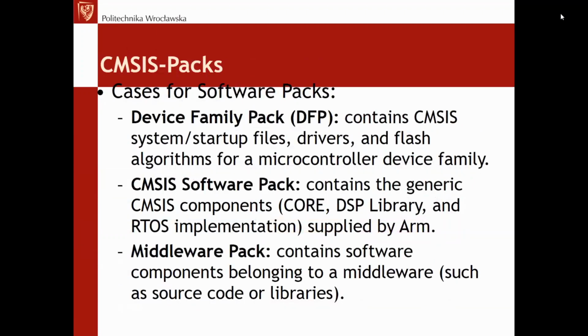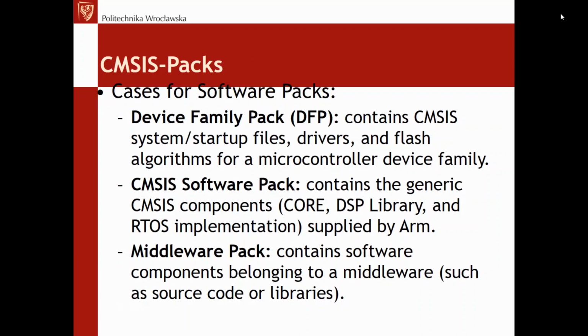For example, the major packs are the DFP, so device family packs, where the important vendor-specific files are available. These device family packs tend to be pretty heavy physically, so we talk about hundreds of megabytes per family. By family, I mean for example the F4 that you're using in the lab, and it's 300, 400 megabytes, and each family is more or less this heavy.